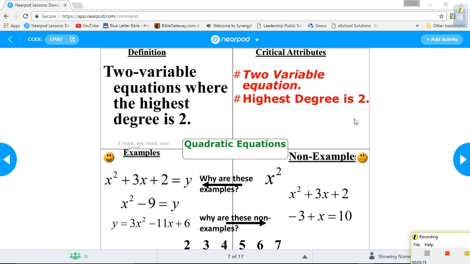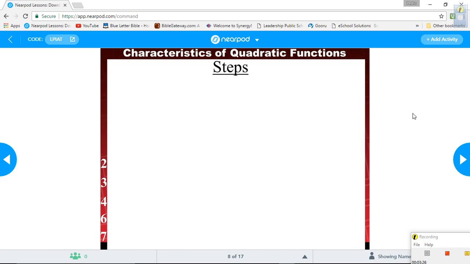So your Frayer model should look something like that. Is that correct? Okay. So underneath your Frayer model, write steps. You're going to have to come up with your steps. By now you should be able to come up with steps. You can do that by yourself, right? Here we go.